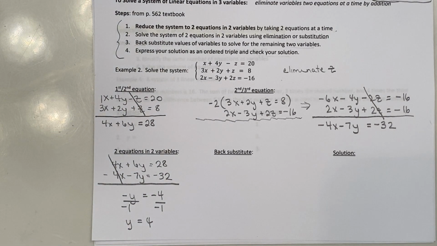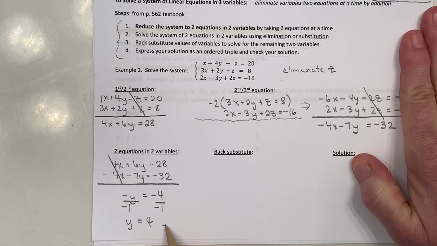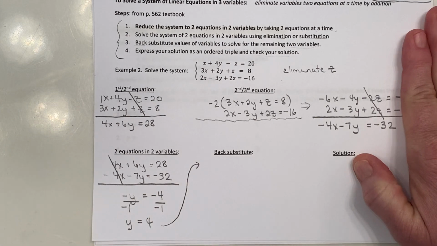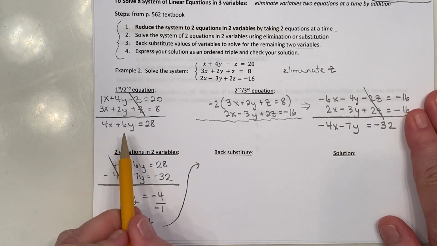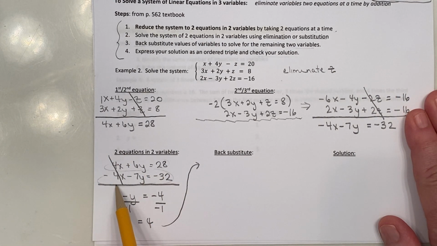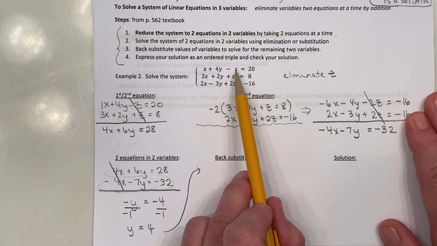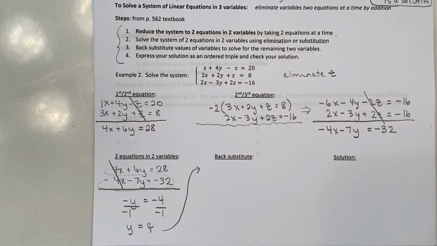So at this point, we have one of the three values that we need. Now we just need to find x and z. So what do we do here? We've got to plug 4 into one of our previous two equations. So either using this top equation or this bottom equation, since we do have y equals 4, we're going to be able to solve for x. And once we get x, then we can plug that value for x and this value for y into one of the original equations to get the remaining z value.